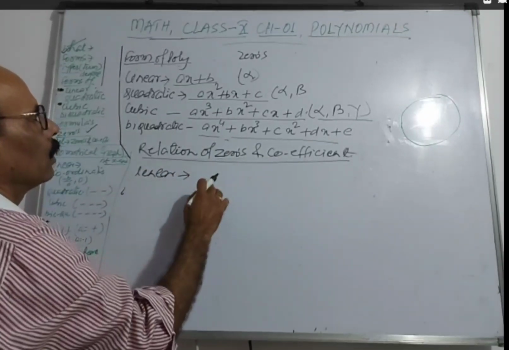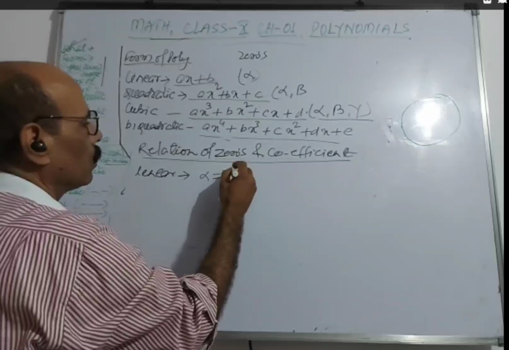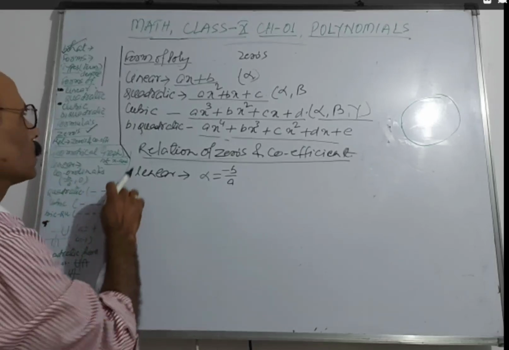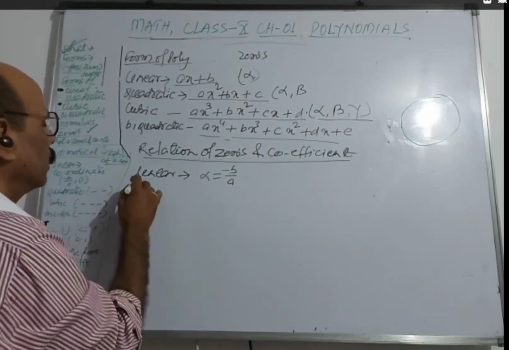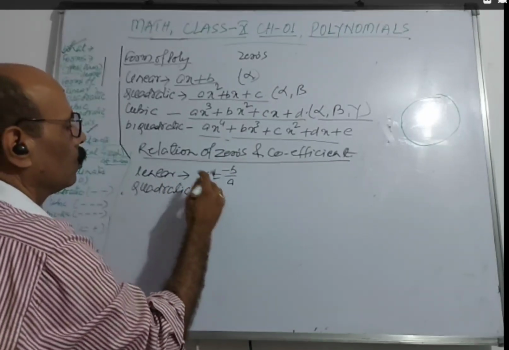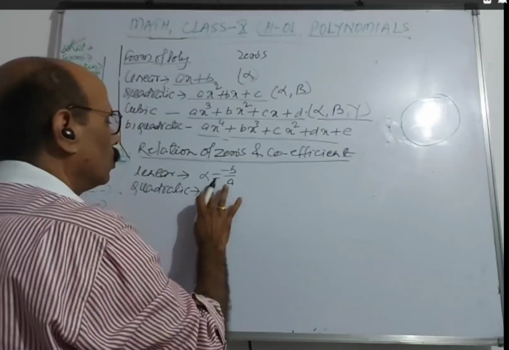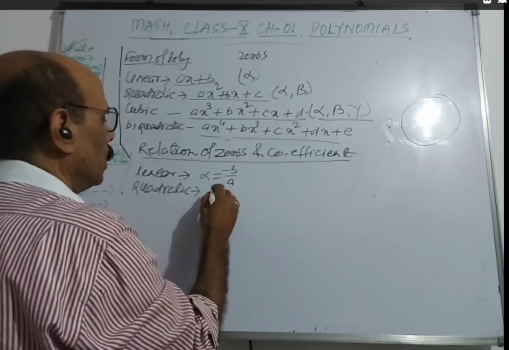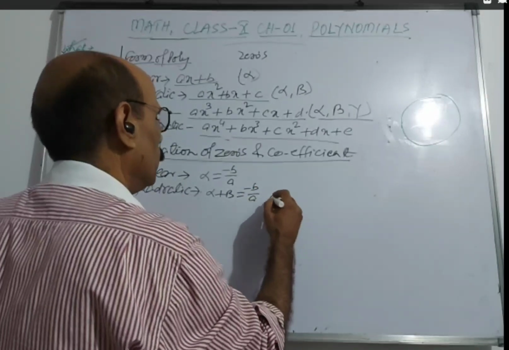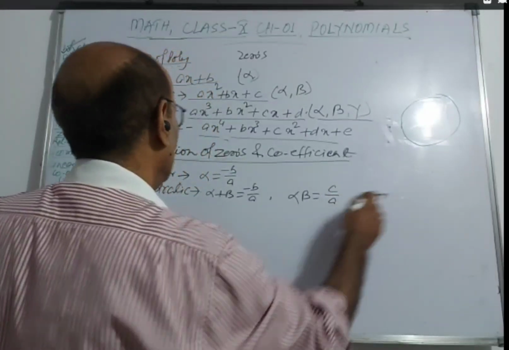In linear, the relation is alpha equals minus b by a, where a and b are the two coefficients. Next, quadratic. Here there are two zeros, alpha and beta, and two different relations: alpha plus beta is equal to minus b by a, and alpha into beta is equal to c by a.